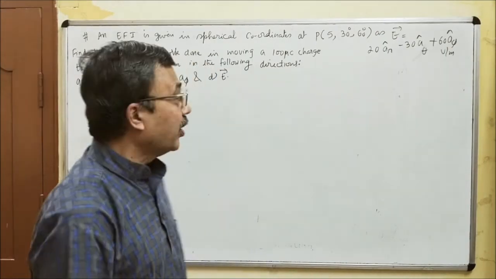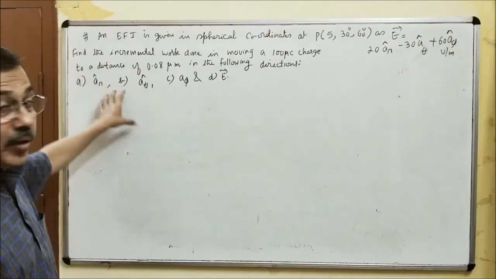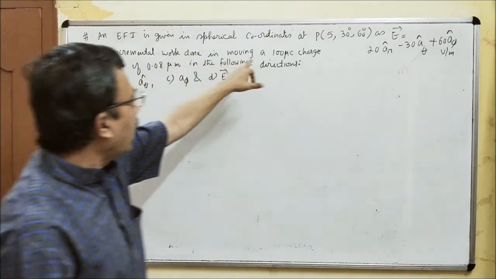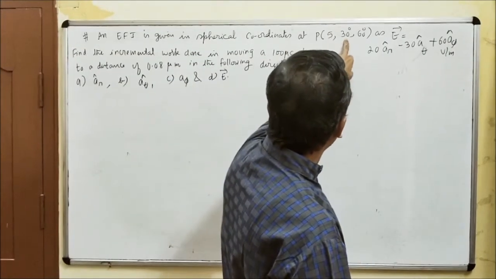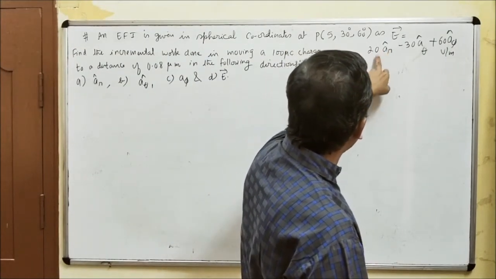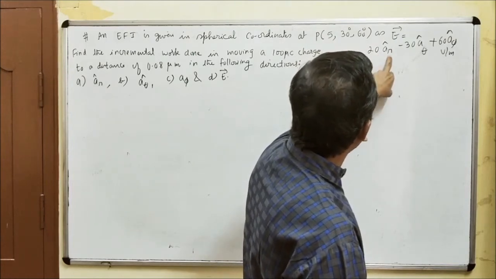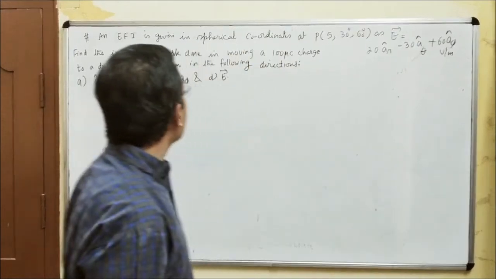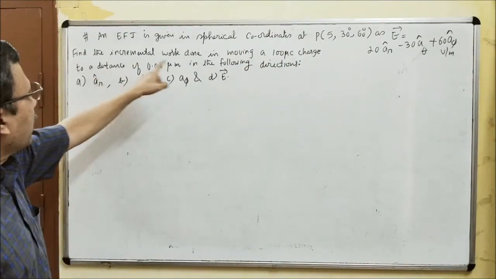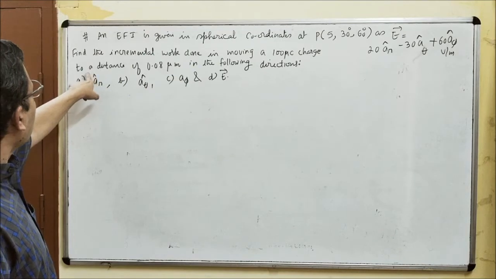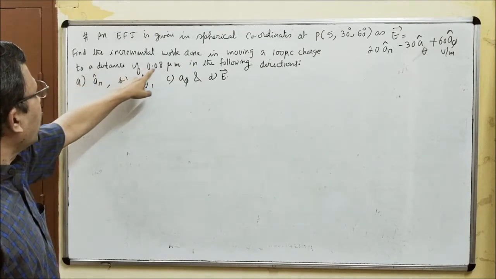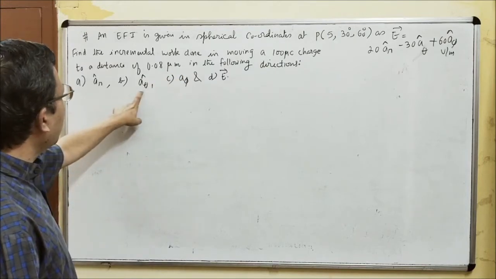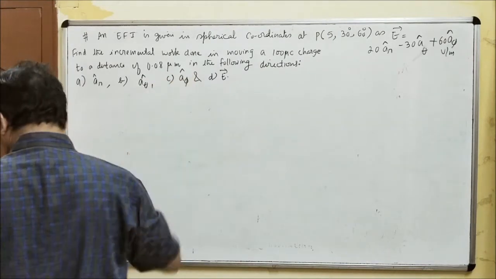Now a problem on electric scalar potential. I will read out the problem statement. An electric field intensity is given in spherical coordinates at P(5, 30 degrees, 60 degrees) as vector E equals 20 AR cap minus 30 A theta cap plus 60 A phi cap. Find the incremental work done in moving a 100 microcoulomb charge to a distance of 0.08 micrometers in the following directions: AR cap, A theta cap, A phi cap and vector E.